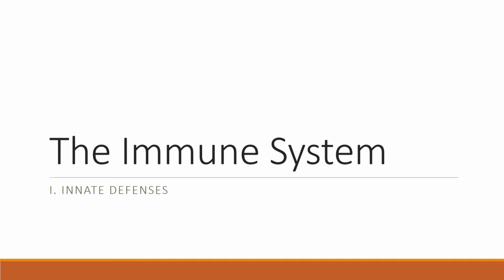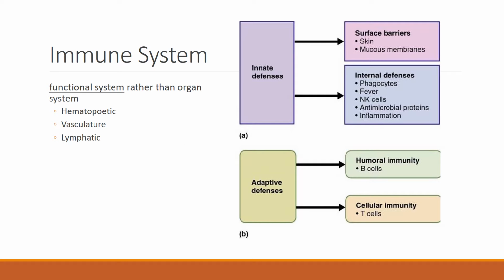We'll begin with the immune system physiology and look at innate defenses, which is the body's ability to defend against foreign invaders. The immune system is a little different, where it's a functional system rather than an organ system. And it's broken down into two different categories: innate defenses and adaptive defenses. So the first one that we will start with is innate defenses.